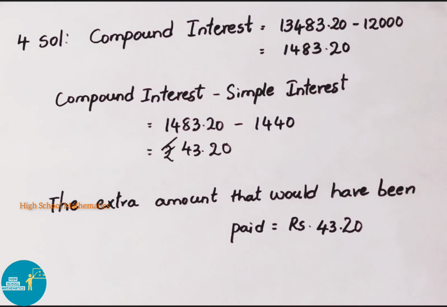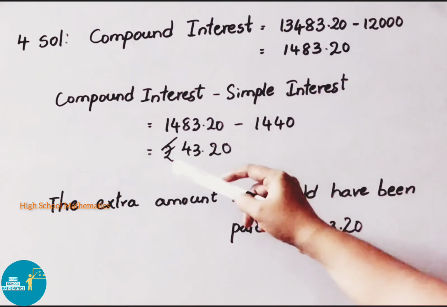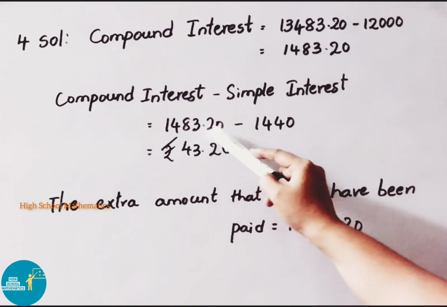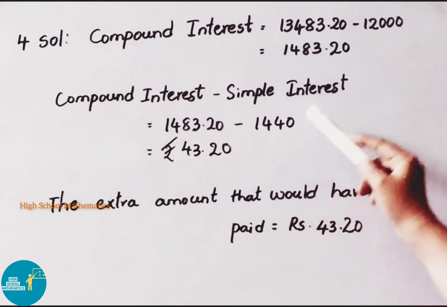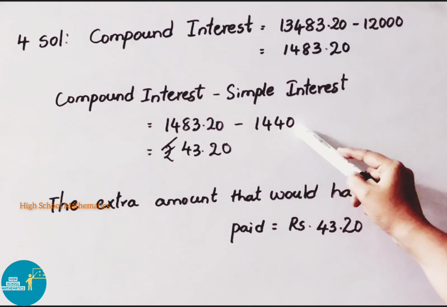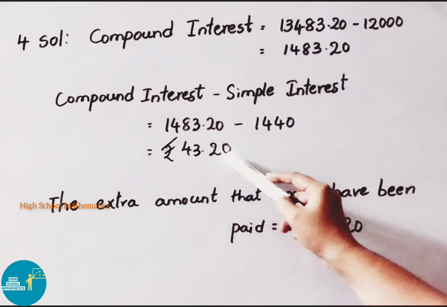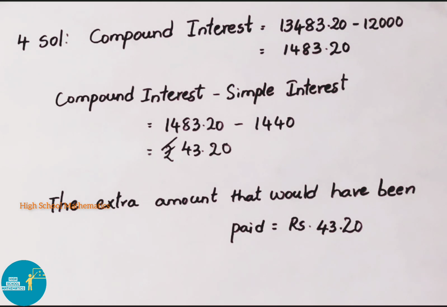Now we shall find compound interest minus simple interest. Now we got compound interest as 1,483 rupees 20 paise, minus the simple interest for 2 years that we got previously, that is 1,440 rupees. On subtracting both, we get 43 rupees 20 paise. So the extra amount that would have been paid is 43 rupees 20 paise.